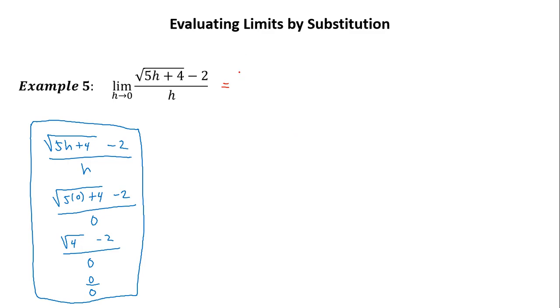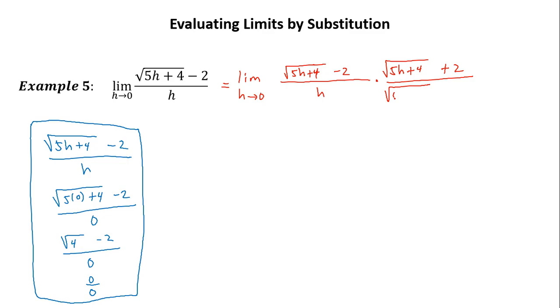So we have the limit as h approaches 0 of the square root of 5h plus 4 minus 2 over h times the square root of 5h plus 4 plus 2 over the square root of 5h plus 4 plus 2.